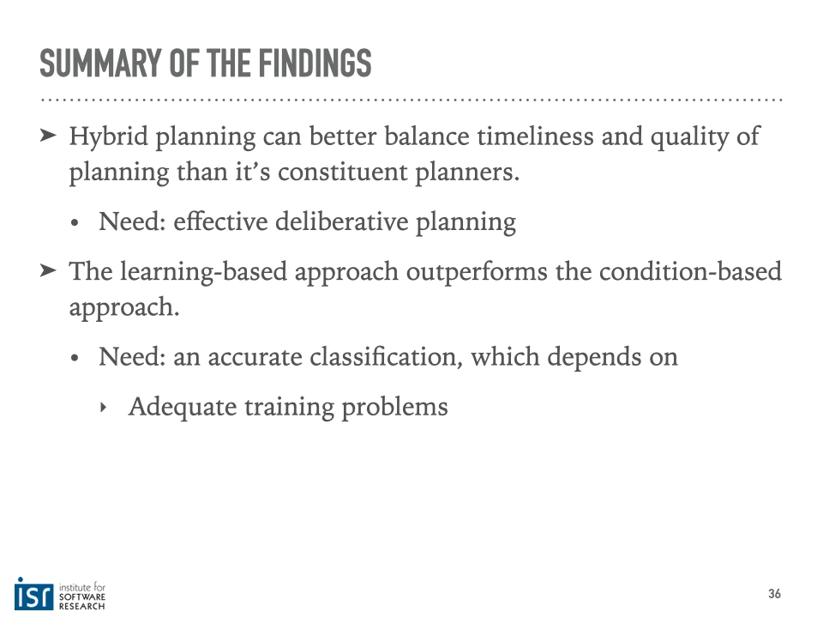Here is the summary of the findings. Hybrid planning can better balance timeliness and quality of planning than its constituent planners, but for that we need effective deliberative planning. The second finding is that the learning-based approach outperforms the condition-based approach, but for that we need an accurate classification, which depends on adequate training planning problems.